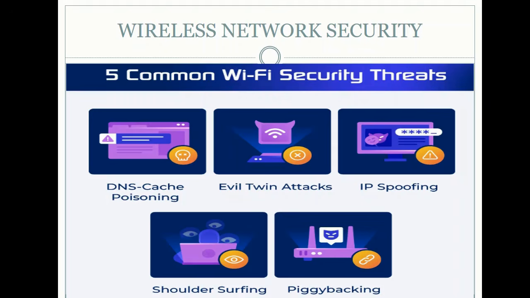And the last one is piggybacking. Piggybacking involves getting unwanted access to the internet by exploiting unencrypted signals. This activity, also known as Wi-Fi squatting, jeopardizes network security and can also slow down internet connections. That is called piggybacking. These are the five common Wi-Fi security threats.